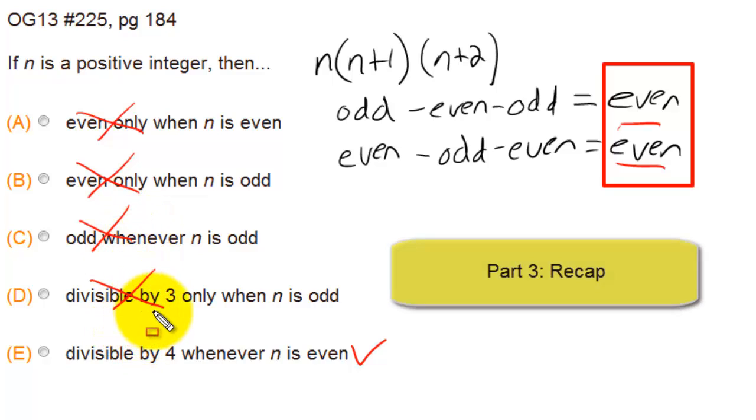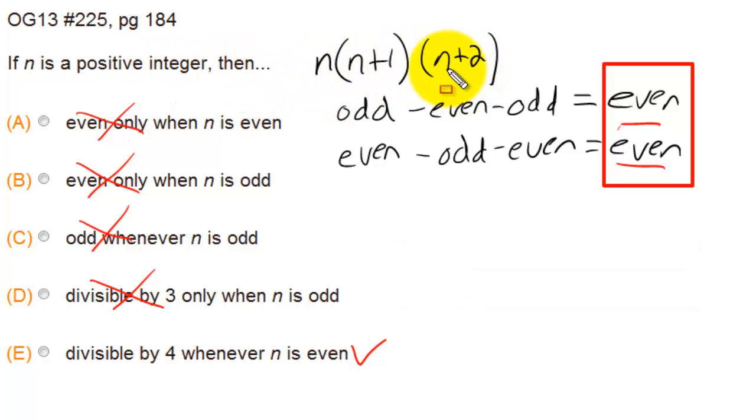So again, as a recap, we basically looked at this question. We noticed it's basically 3 consecutive integers, identified the 2 possible types of patterns you can have, recognized that those 2 patterns resulted in the same result, and then applied that thought process to eliminating answer choices and arriving at choice E.